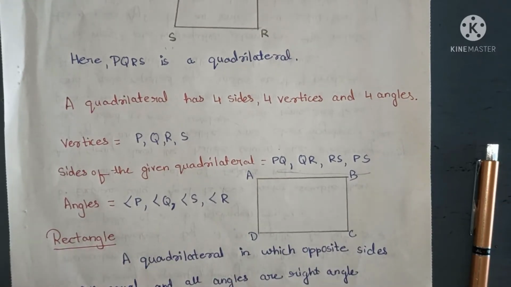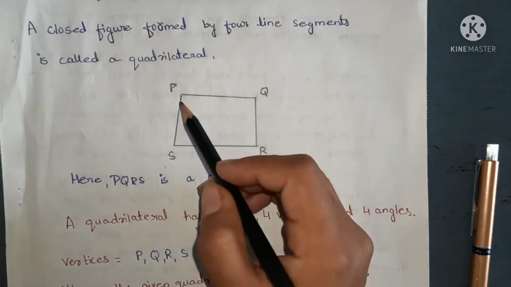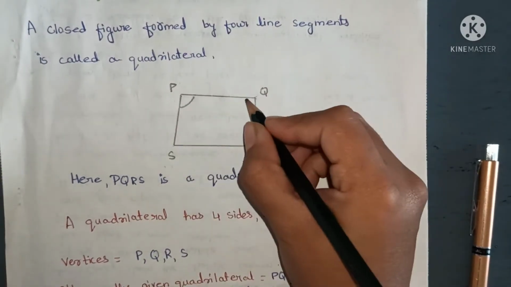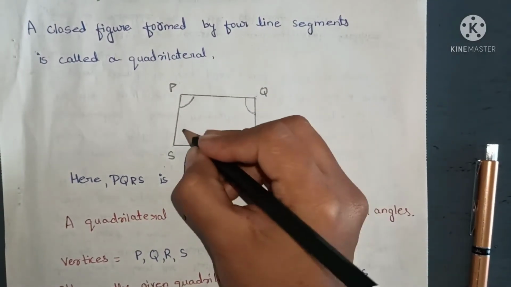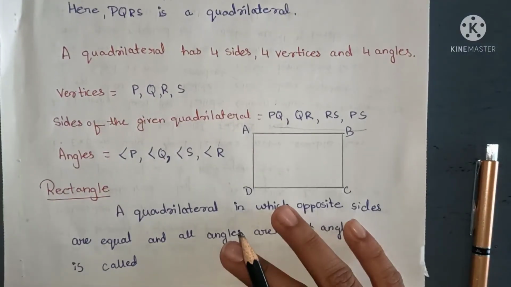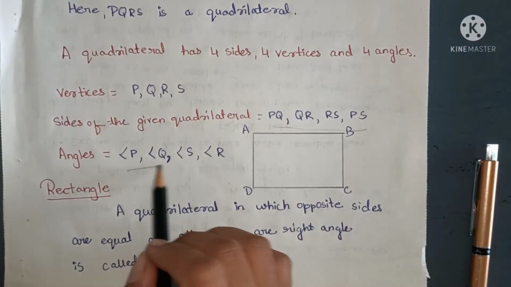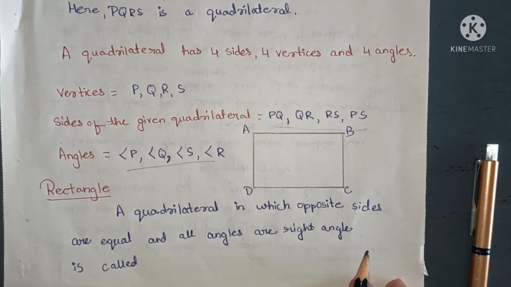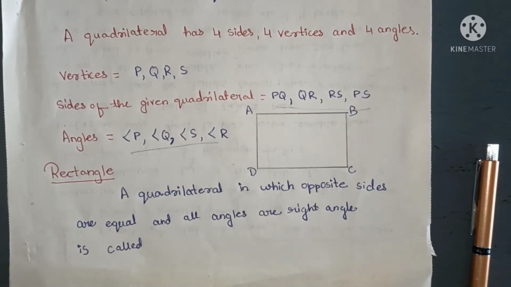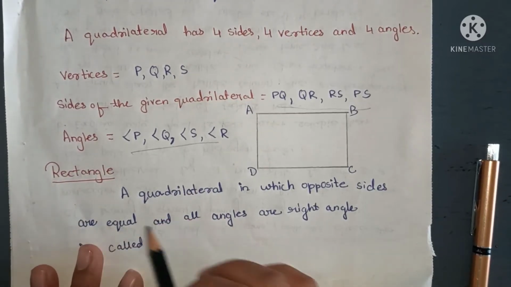Now what are the 4 angles named in this quadrilateral? Angle P, angle Q, angle R, angle S. So if it is asked to write the names of the angles, we can write it in this way, isn't it? Now rectangle. Rectangle is also a quadrilateral.